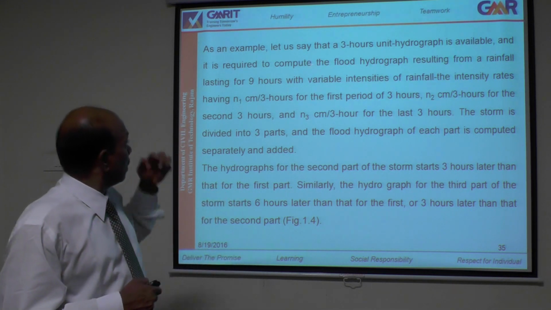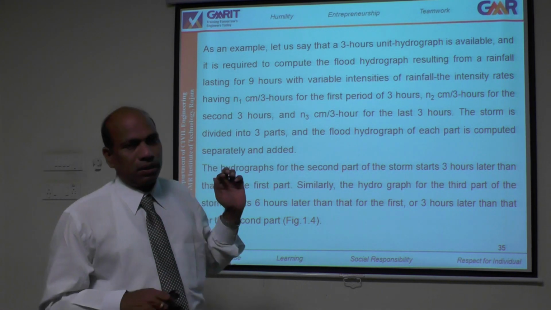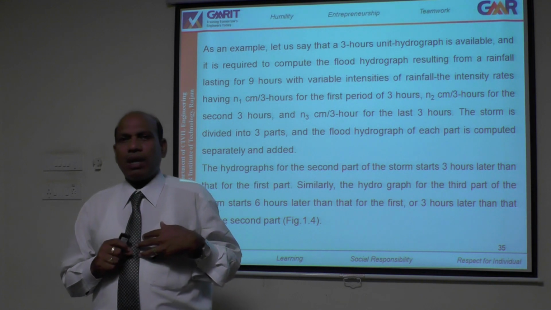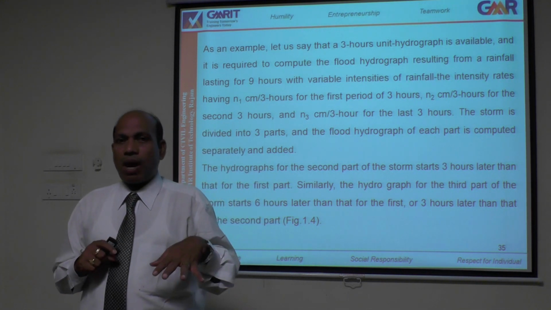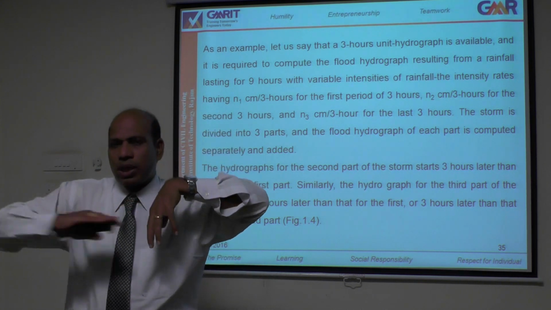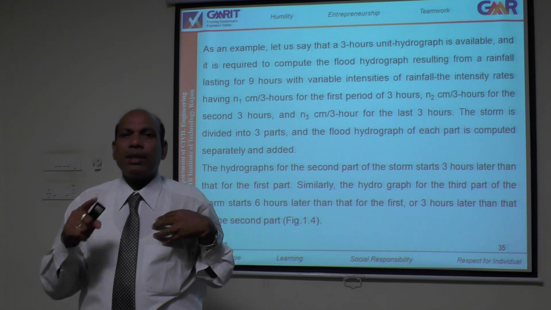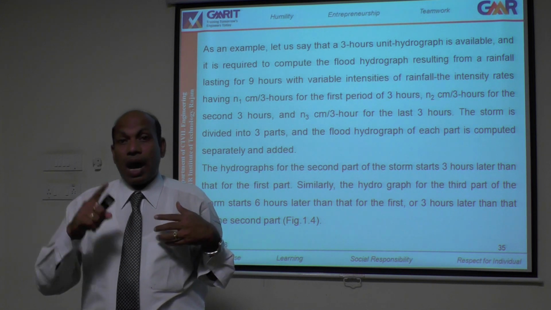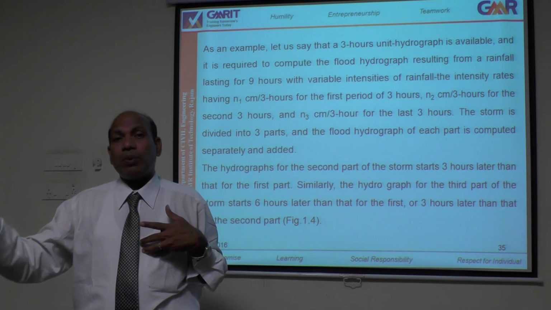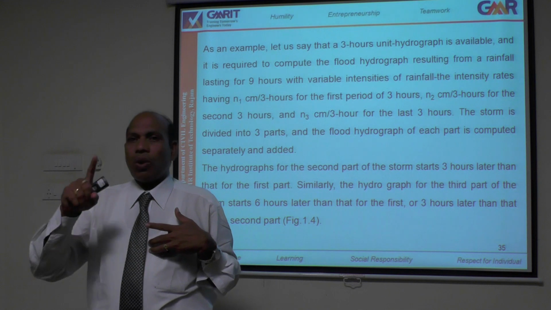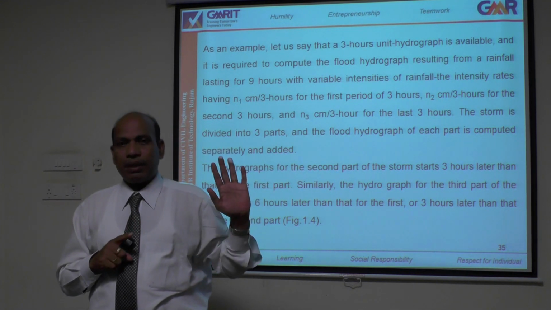For example, we have 9 hours of rainfall on a particular catchment area, that is the Rajam catchment area, or Nagavali catchment area, or Vamsadhara catchment area. The rainfall is falling on the catchment area continuously for 9 hours, but we have only the 3 hours unit hydrograph. Over the 9 hours period, the rainfall intensities also vary from time to time, so we are going to prepare only the 3 hours storm hydrograph.